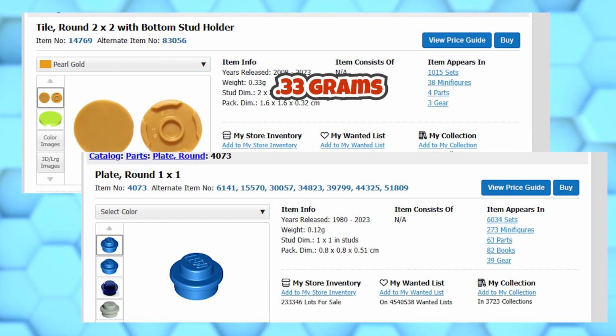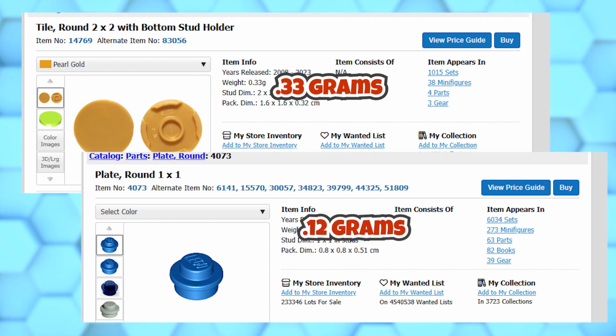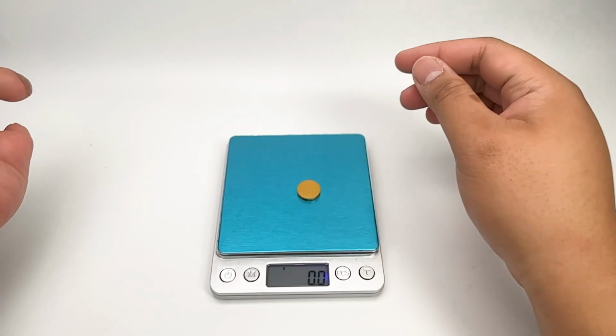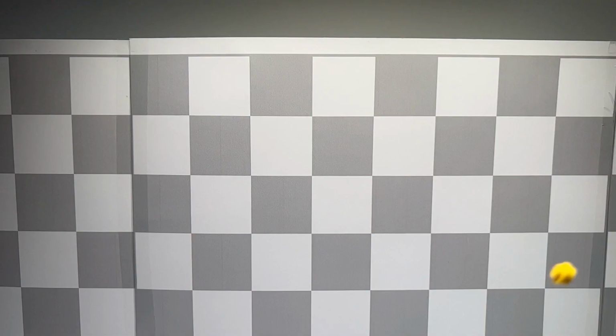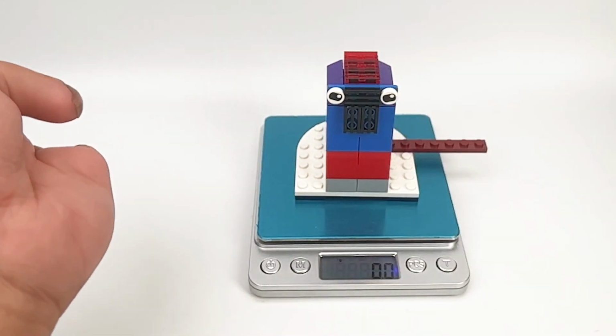A 2x2 tile weighs only 0.33 grams and a single 1x1 stud is only 0.12 grams. Those numbers are from BrickLink. My weighing scale is not sensitive enough to measure those low numbers. Even if they are shot out at surprising speeds, they are no match against our strength test today.